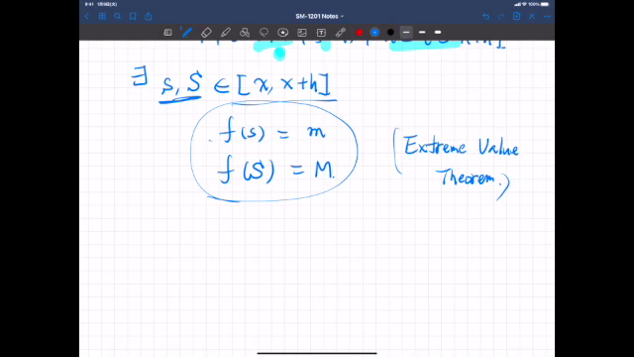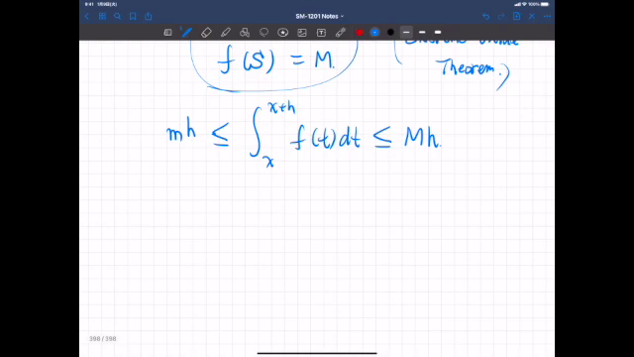Okay, then we have lowercase m times h. So this is the signed area of a rectangle with height m, which could be negative, and the width of h. Okay, let's see, this is less than or equal to this integral, and which is less than or equal to the area of this rectangle.